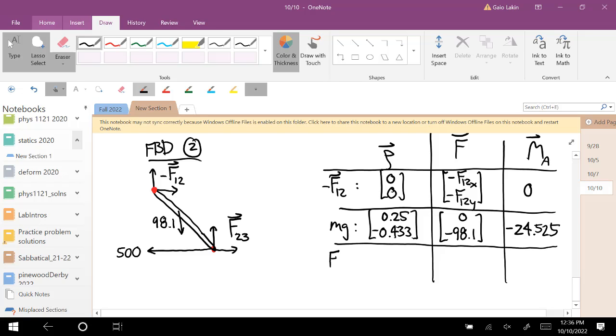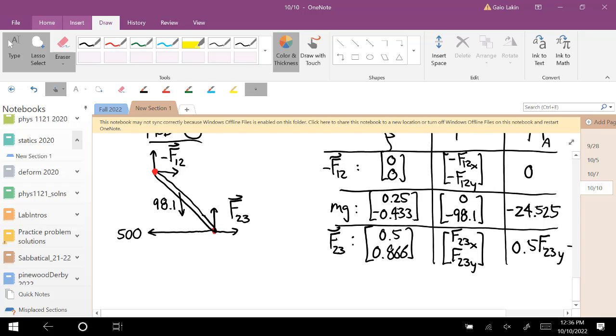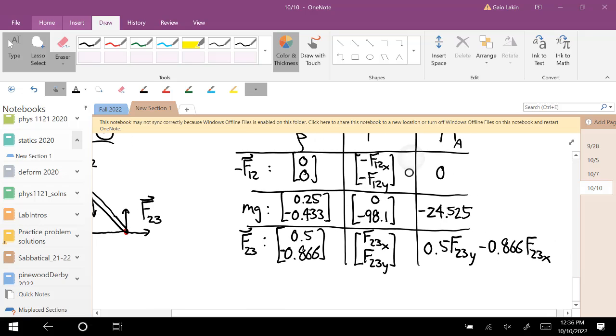So F23, the row vector is 0.5, 0.866. The force vector is F23x, F23y. Cross product is 0.5 F23y minus 0.866 F23x. Yes, thank you. And so this is positive. Yes, thank you. That would have messed up every single answer.